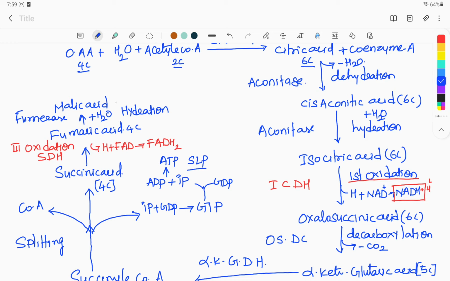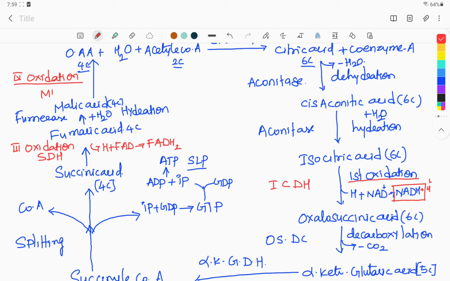Now the 4 carbon malic acid will convert into oxaloacetic acid, and again this is the fourth oxidation. It is the fourth oxidation. So we are seeing here 4 oxidations.